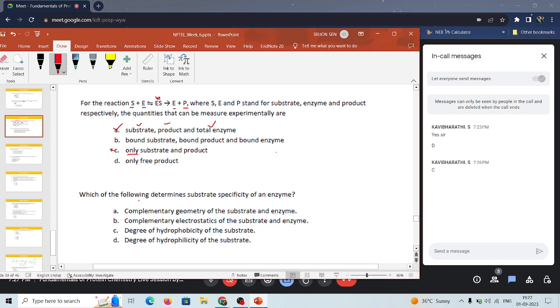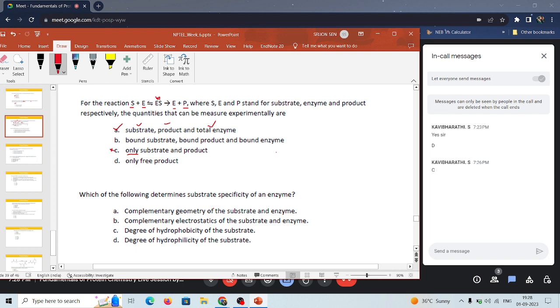Okay, the next question. Which of the following determines substrate specificity of an enzyme? So what determines the substrate specificity of an enzyme? So what is substrate specificity of an enzyme determined by? I just discussed about them.